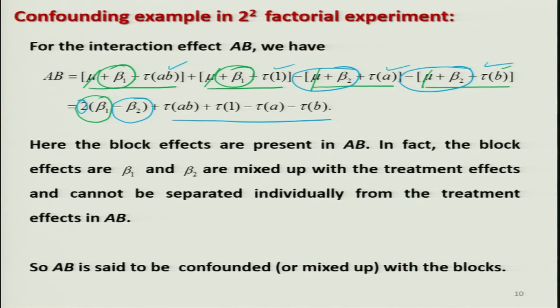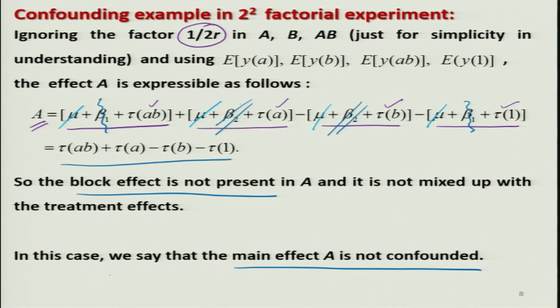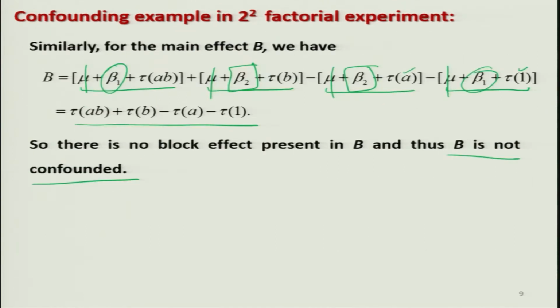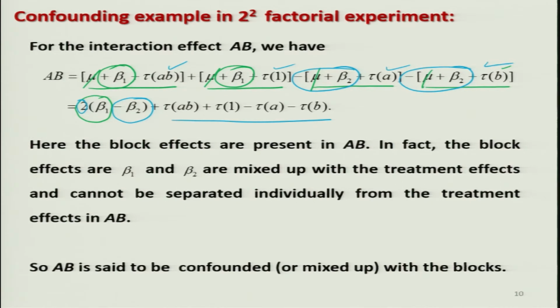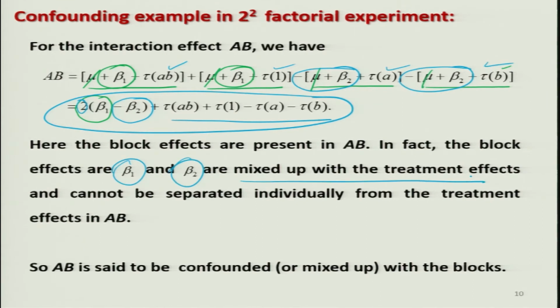So, now can you see the difference here? Now, if you try to look back, when you were trying to write down here A, there was no effect of beta 1, beta 2. When you were trying to write about this B, there was no effect of beta 1 and beta 2, actually they were cancelled, but in the case of AB, there is an effect of beta 1 and beta 2. So, now you can see here that in this case the block effects are mixed up with the treatment effects. So, the block effects beta 1 and beta 2 here are mixed up with the treatment effects and we cannot separate them out.